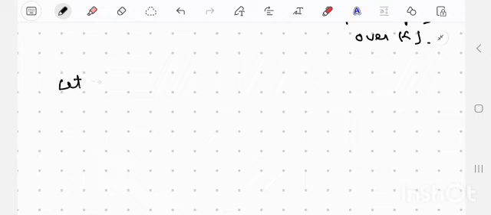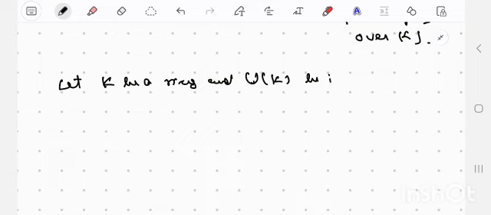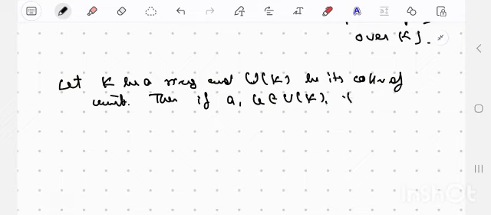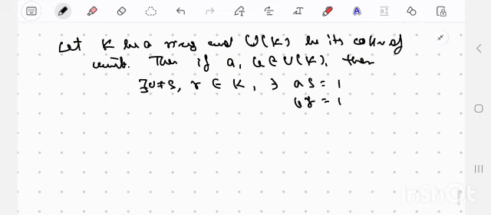I would end this lecture by explaining something and then giving an exercise. Okay, let K be a ring and U(K) be its collection of units. Then observe that if a and b are in U(K), then there exist elements s and r in K such that both are non-zero, because obviously we are concerned about elements in K which are units, so they are automatically non-zero, such that as is equal to 1 and br is equal to 1. But observe that then ab times r is equal to a times br is equal to a.